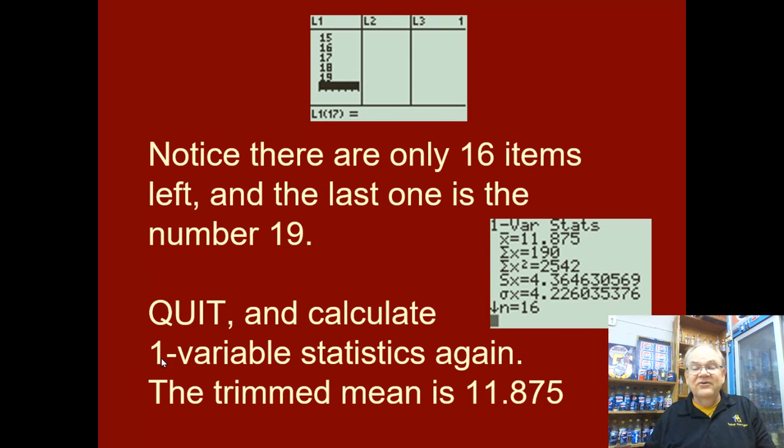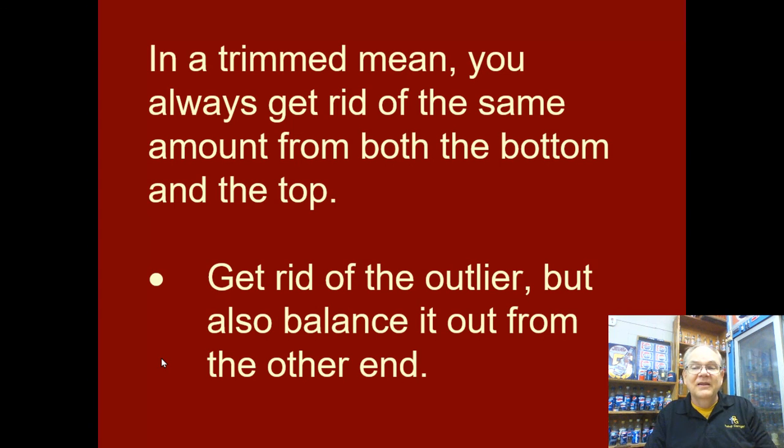So I get rid of the bottom 2, I get rid of the top 2, and now I go back and calculate one variable stats again, and I get a completely different answer. I get 11.875. Well, 11.875 is much closer to where most of those numbers were for an average than the answer I had before, the 35 something. So again, all I do is get rid of a percentage from the bottom, the same percentage from the top, and re-average everything. That gives me my trimmed mean. And when you do a trimmed mean, you always end up getting rid of that same number on both sides.